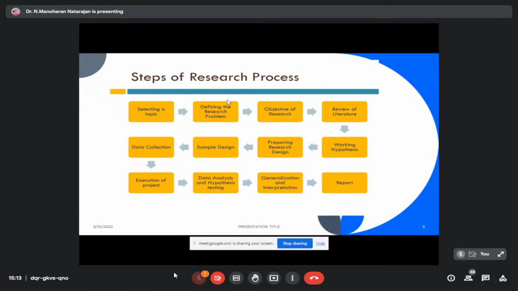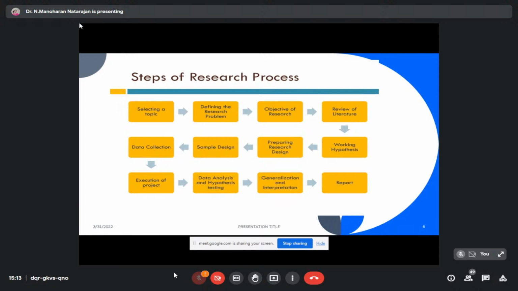For designing, and then each and everything to be carried out in a periodical manner. Without that, you can't do your research in a proper way. For that, the first step is the formulation of a problem.